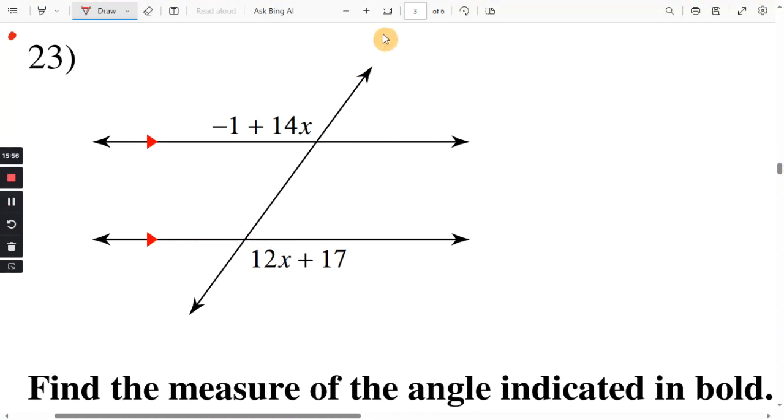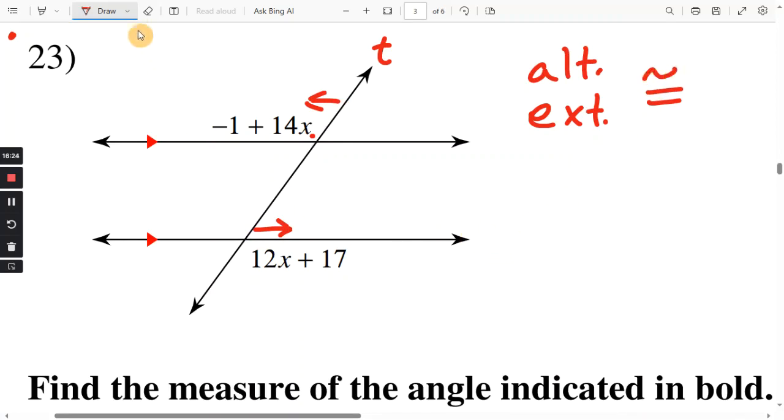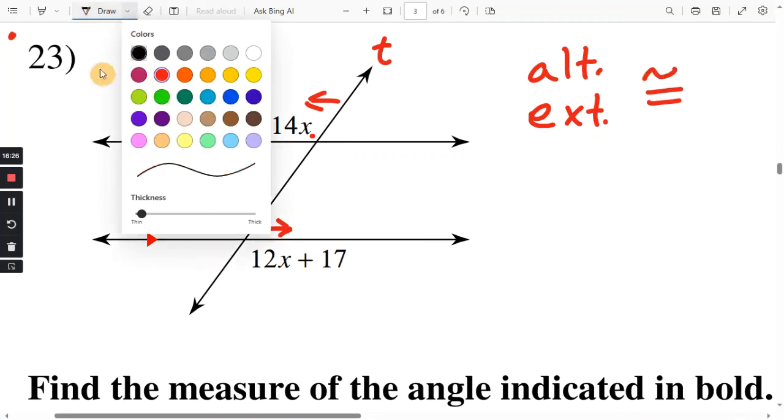This right here is a transversal T. Both of these angles are outside of the two lines that are parallel, so this is definitely exterior. And I can see this angle is on the left, and this angle here is on the right, so those are alternate exterior. And we know that alternate exterior angles are congruent. So we're just going to set them equal to each other.